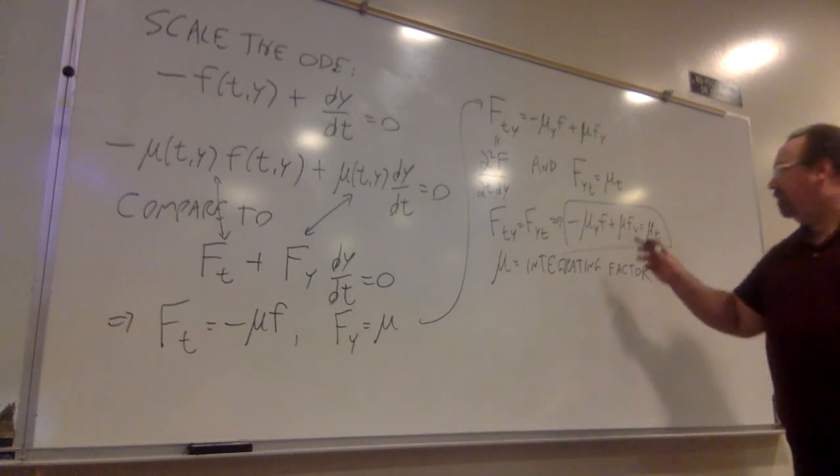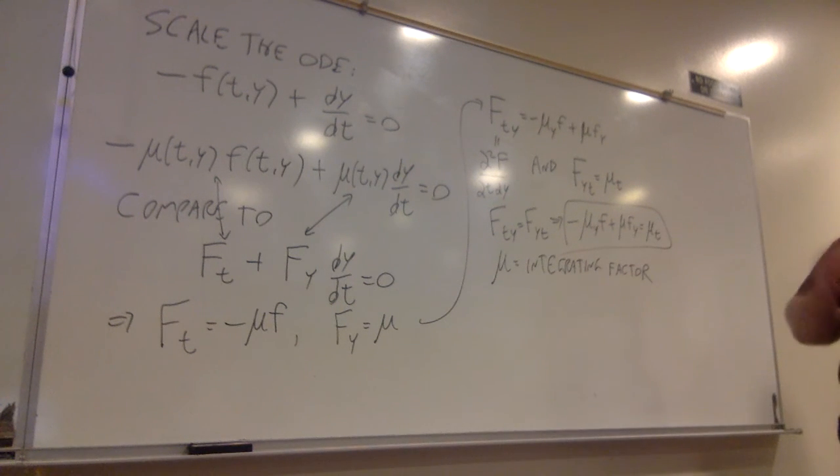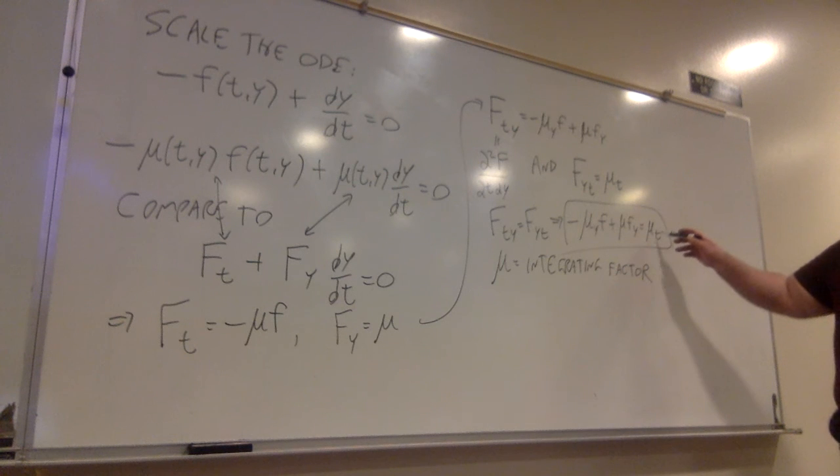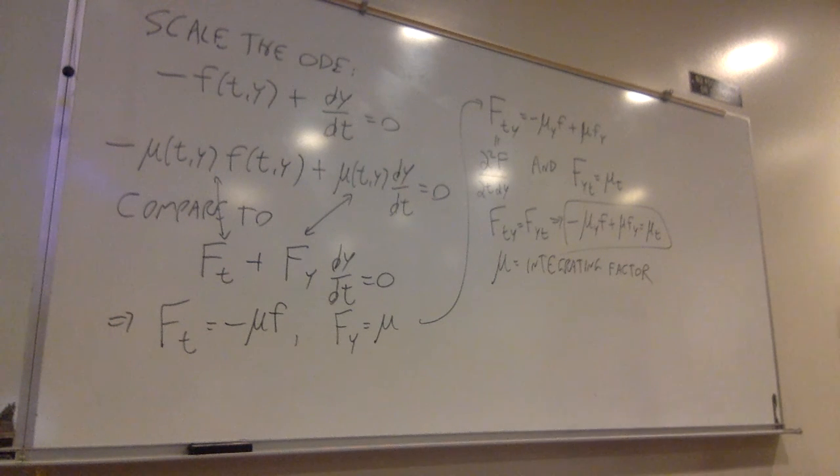For example, if I can assume that mu is a function of only y, then mu t is equal to 0. Now we'll simplify things. Or it might go the other way. Maybe you assume mu is a function of only t. And in fact, we will make both kinds of assumptions in different situations.